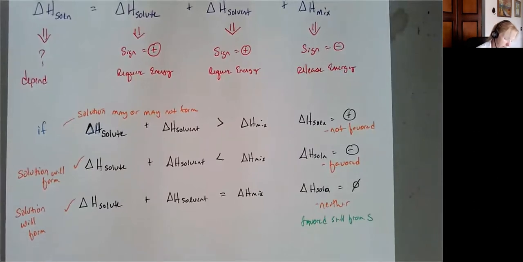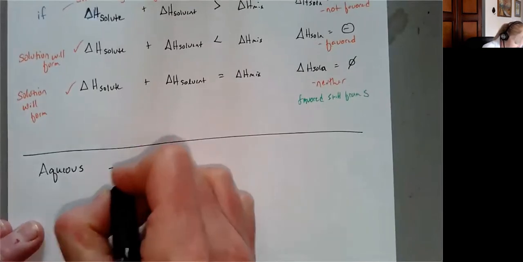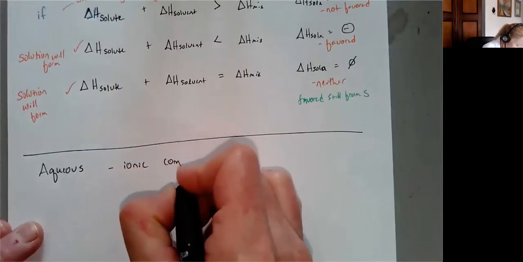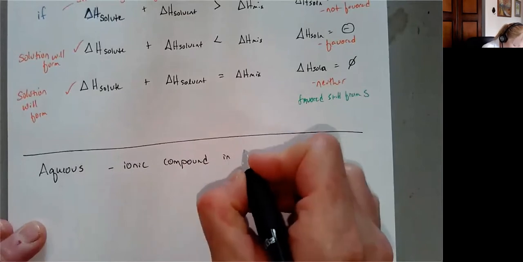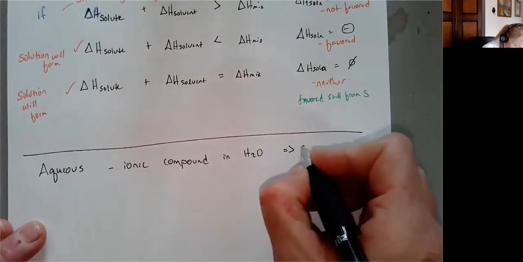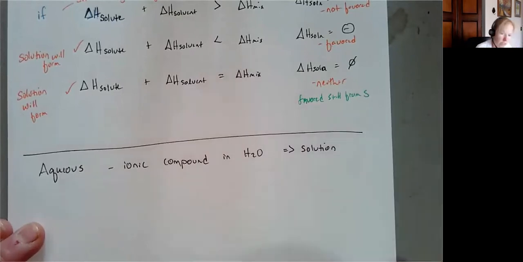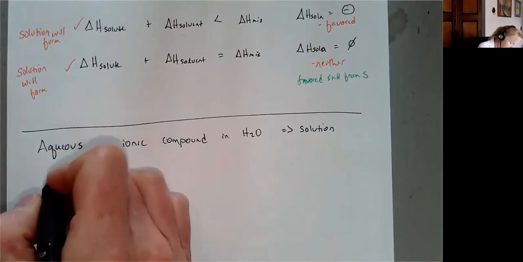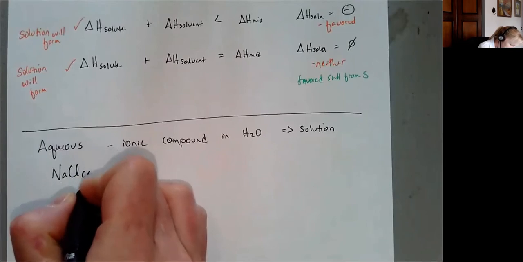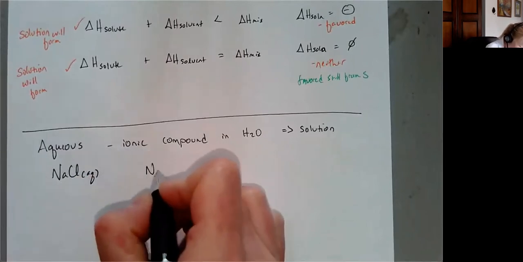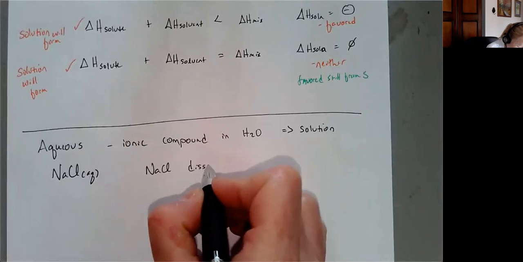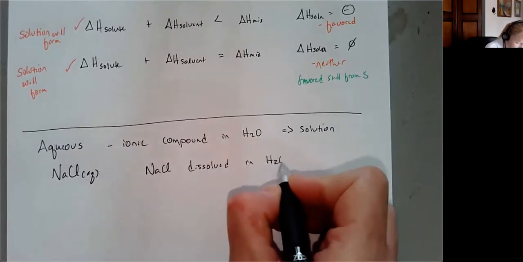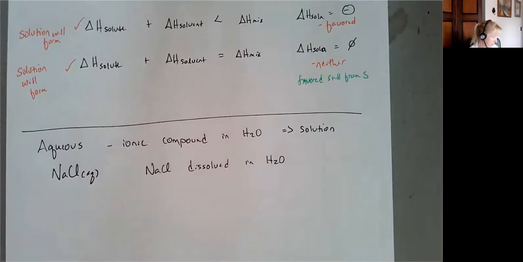So in chemistry, we do a lot of things in an aqueous environment. And aqueous means that I have an ionic compound in water, right? So I've formed a solution. I've taken an ionic compound, and it's been able to solvate in water. That is my aqueous ionic. And if I write NaCl with (aq) here, that implies that sodium chloride is dissolved or solvated in water. And so that would be my shorthand for writing an aqueous solution.